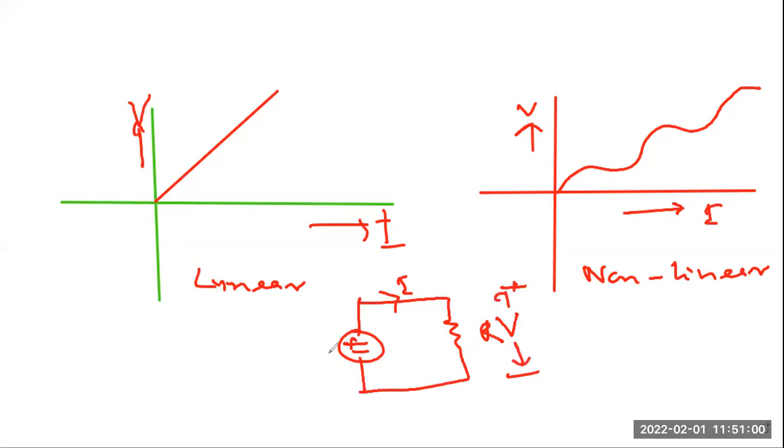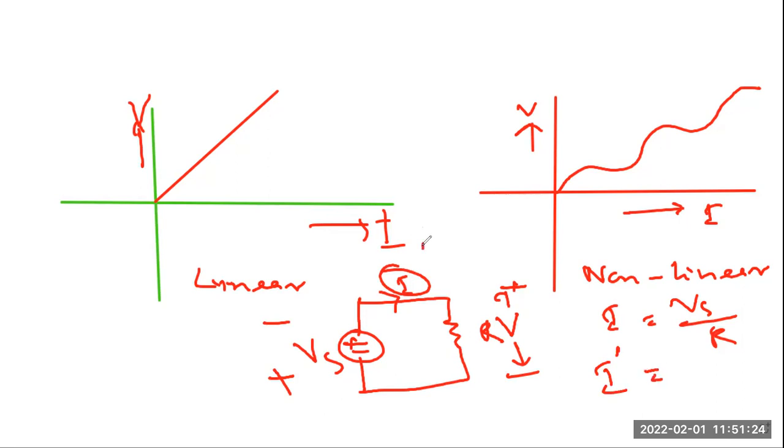Now what will happen? The source voltage is, let us say, Vs. We were measuring the magnitude of the current, so I equals Vs by R. Now let us say you have made the upper one minus and the lower one plus. In the second case, you are also measuring the current, let us say I dash. So I dash equals, again, Vs by R. So that means here the magnitude of the current I will be equal to I dash.